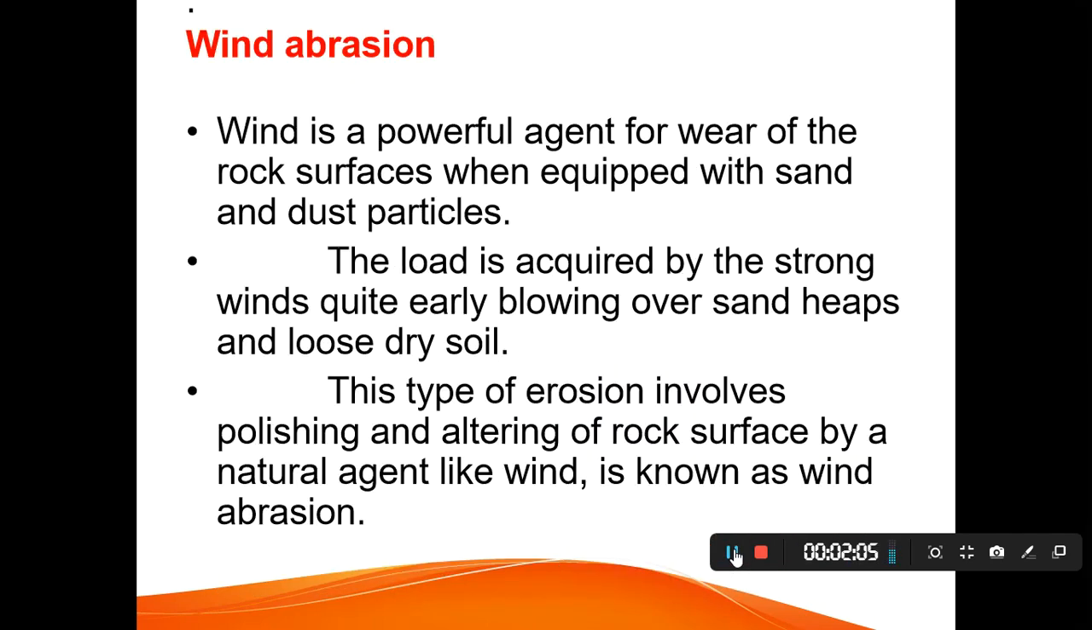Next one, wind abrasion. Wind is a powerful agent for wear of the rock surfaces when equipped with sand and dust particles. The load is acquired by the strong winds quite early, blowing over sand heaps and loose dry soil. This type of erosion, involving polishing and altering of rock surface by a natural agent like wind, is known as wind abrasion.